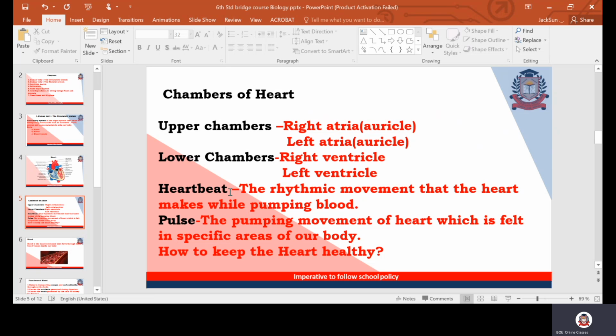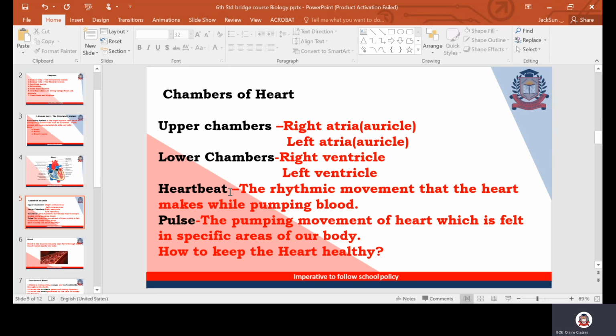You all might have heard about heartbeat many times, right? What is heartbeat? The rhythmic movement that the heart makes while pumping blood is known as the heartbeat.